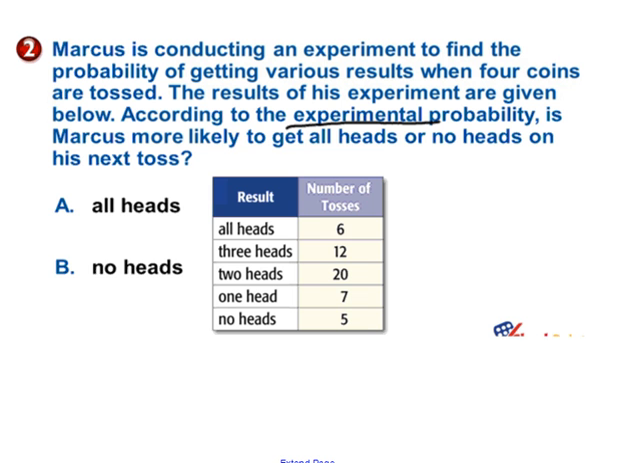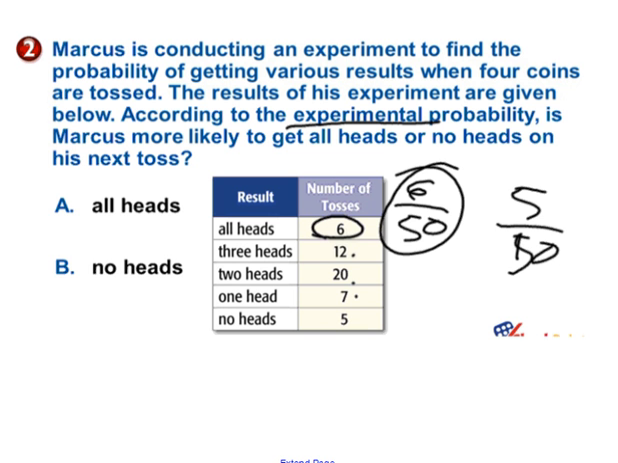Well, all heads he got 6 times, and that would be 6 plus 12 is 18, plus 20 would be 38, plus 7 would be 45, plus 5 would be 50. 6 out of 50 times he got all heads, and then 5 out of 50 times he got no heads. So he's more likely to get all heads than he is no heads according to his experimental data.